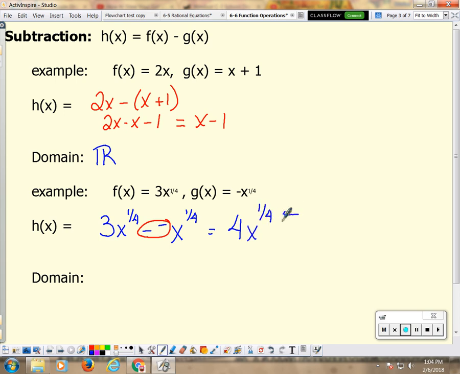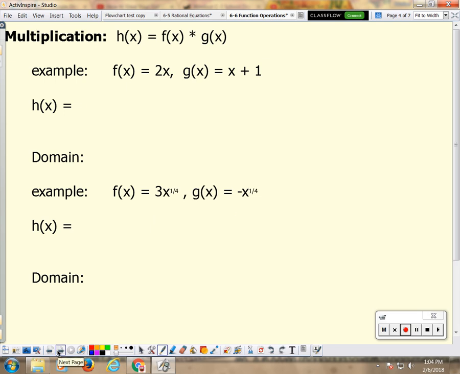Once again, I am looking at a fraction with a denominator. That little fraction up there, my fractional exponent, that is telling me that I am taking the fourth root of this. Well, the fourth root tells me that I can't do that if I have a negative number in it. So x for my domain must be greater than or equal to 0.